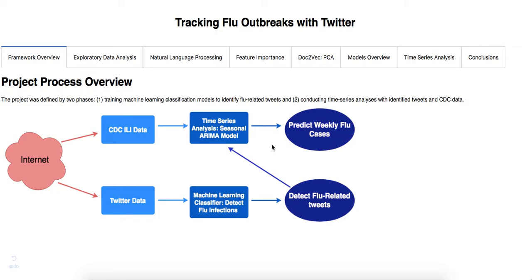Once I trained a machine learning model to correctly identify relevant tweets, I can then feed those relevant tweets into a time series analysis, and this is the second phase of my project. Comparing a model with just CDC data and a model with CDC and Twitter data to see if the Twitter data actually contributes to the model in some way, such that it predicts more accurately.